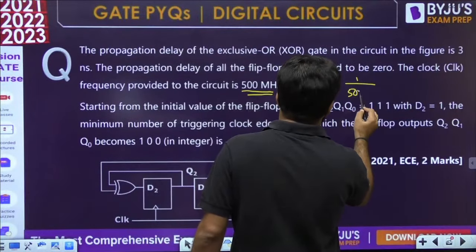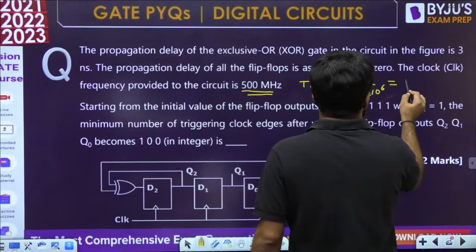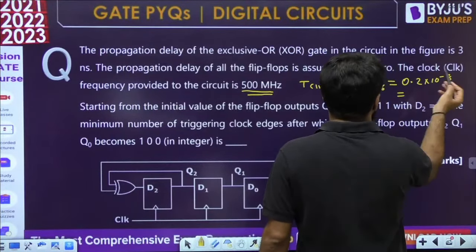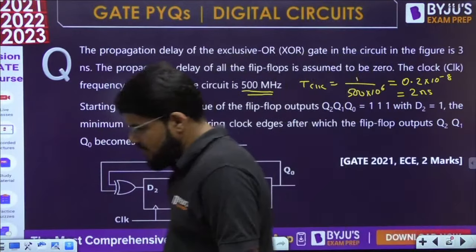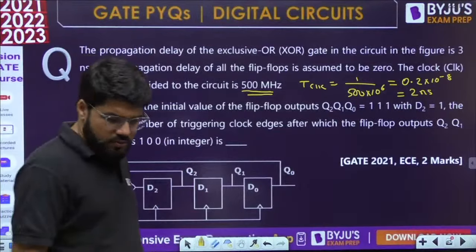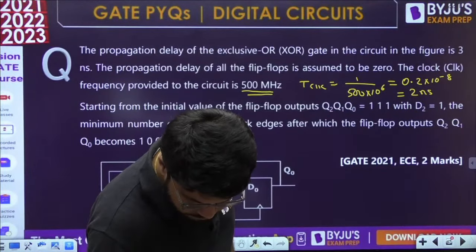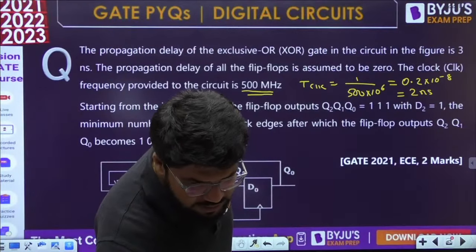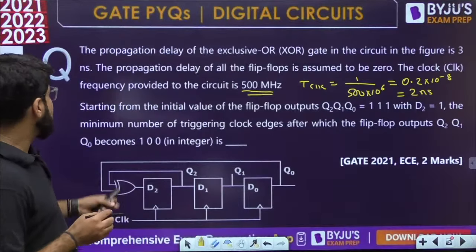It is 1 upon 500 into 10 raised to the power 6. So 1 upon 5 is 0.2, and then 10 raised to the power minus 8. Better to multiply by 10, so 2 nanoseconds, 2 into 10 power minus 9. Correct, that is nothing but 2 nanoseconds. Perfect. What else is given now?